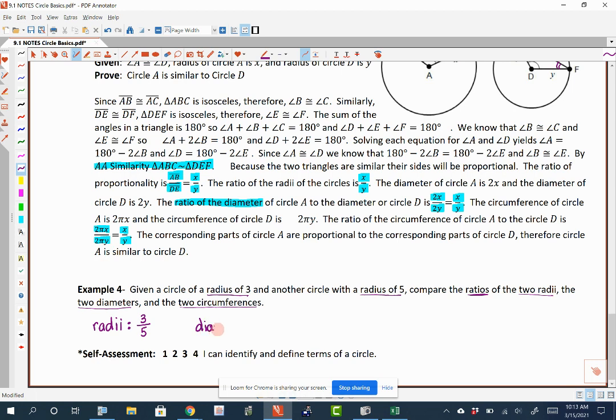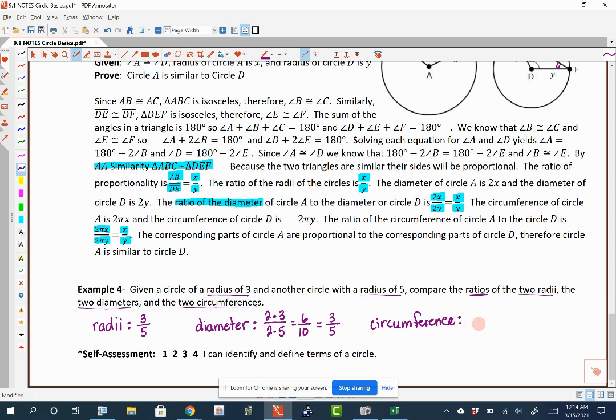Diameter, we know diameter is 2 times the radius. So I would be taking 2 times my first radius, or you could just call that 6, and 2 times my second radius, or you could just call that 10. So if I multiplied those together, I would definitely want to simplify. And when I simplify, I should see that same ratio that I saw when I did my radius ratio.